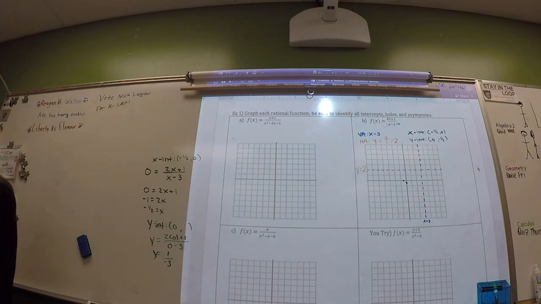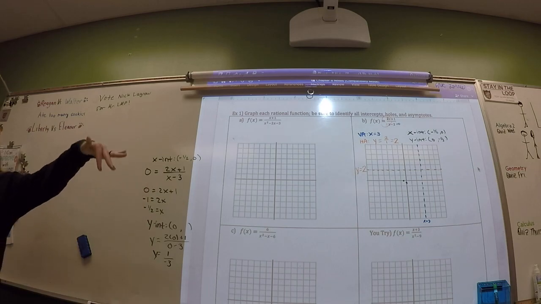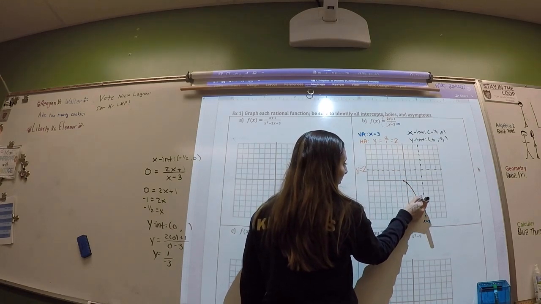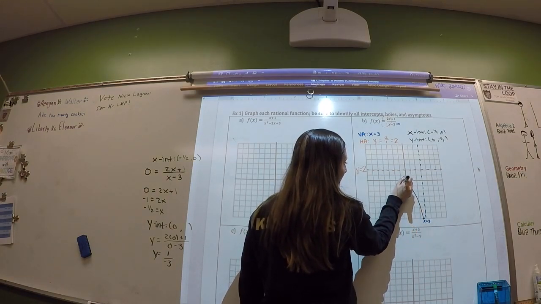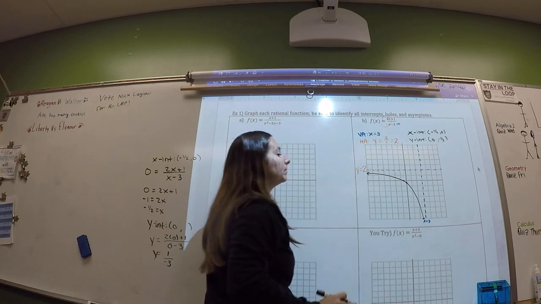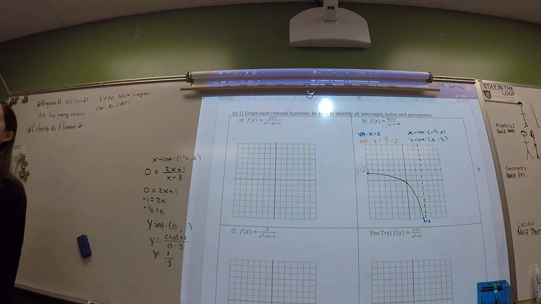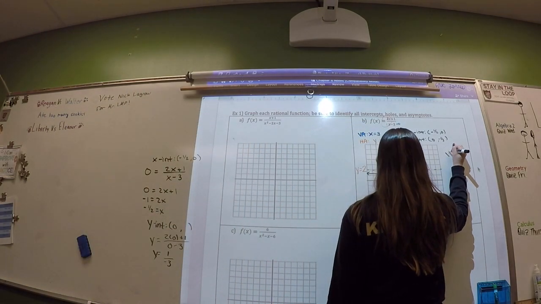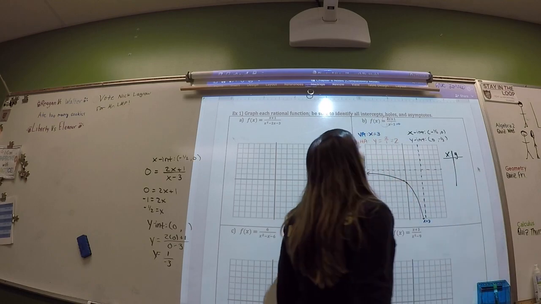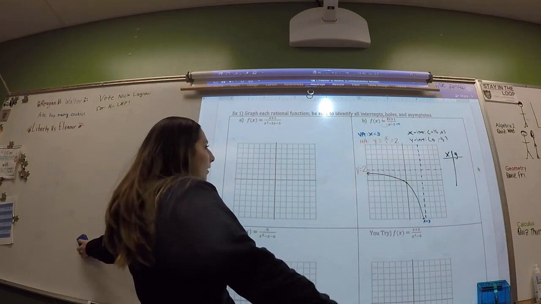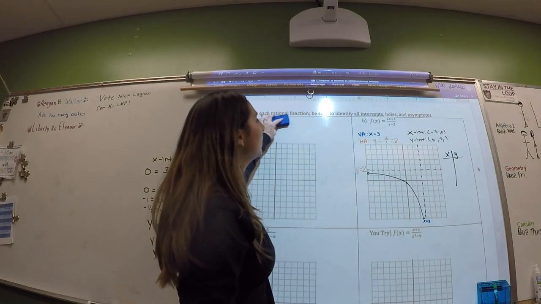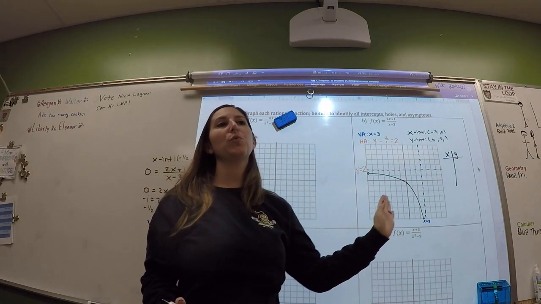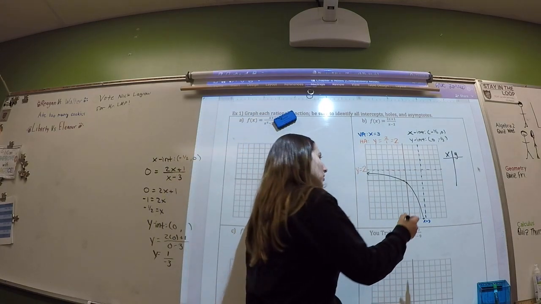So we have enough points for the left side to make a curve. We're going to connect those 2 points and then make a curve that gets closer to the asymptote. The other side, we're going to have to pick 2 points. So we want to pick something to the right of the vertical asymptote. I'm just going to pick 4 and 5.